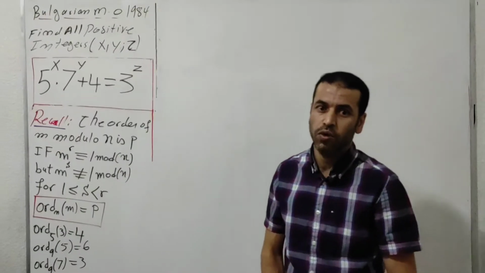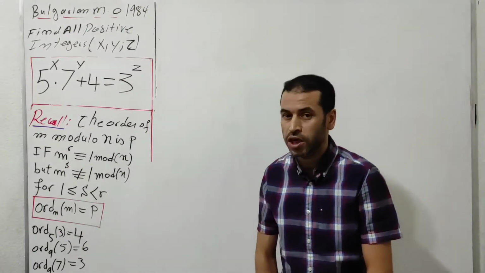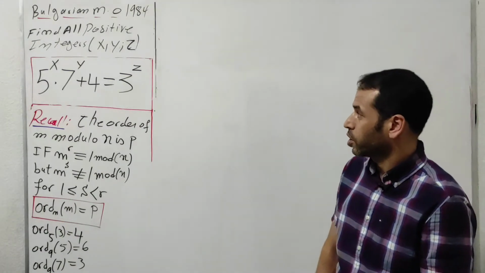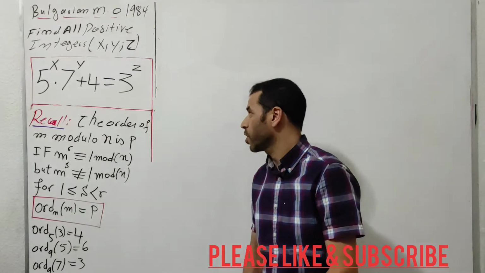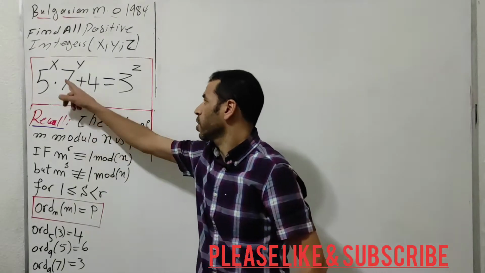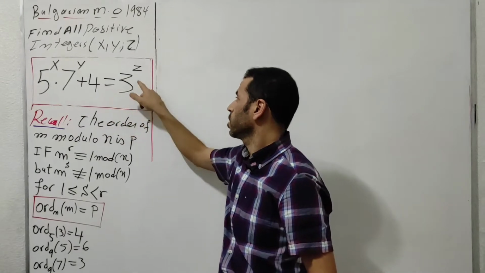Hi, in today's video I would like to introduce you a very nice problem of Bulgarian Mathematical Olympiad edition 1984. Here is the following information. Find all positive integers x, y and z. Here is the following equation. We have 5 to the x multiplied by 7 to the y plus 4 equal 3 to the z.